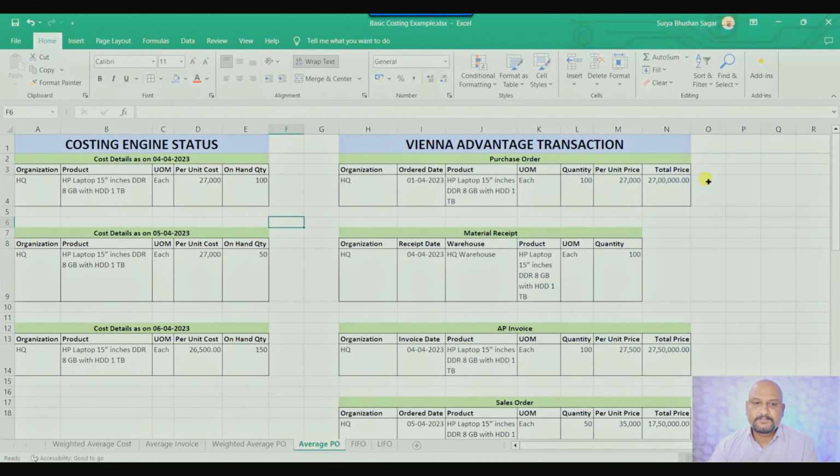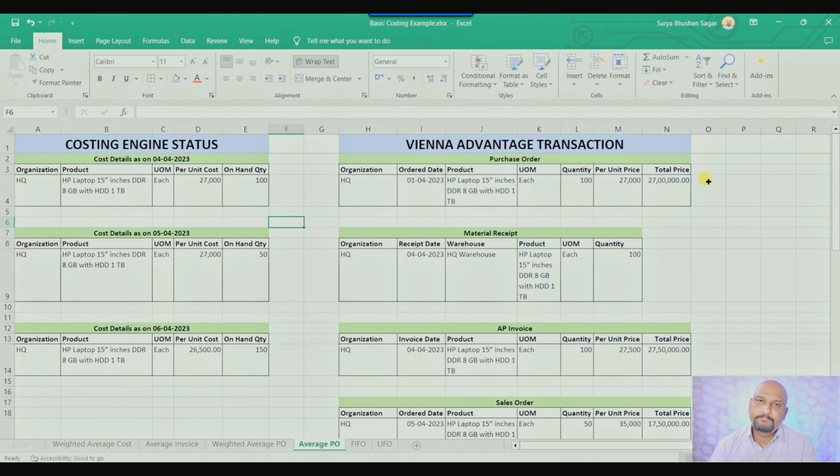Welcome back VA user. In today's session, we are going to discuss the average PO costing method. I'm going to showcase you in an Excel with some of my transactions and the costing engine status so that you would be able to understand how the system calculates the cost.